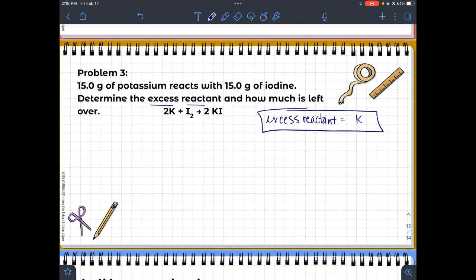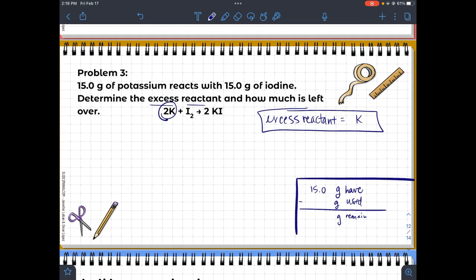Okay, so next up, how do we figure out how much of the excess reactant was actually used? Because to know how much is left over, I'm going to think about my final calculation here. I need to know how many grams of potassium that I have. Well, that's 15, minus how many grams of potassium got used, and that's going to tell me how many grams remain at the end. So how do I figure out how much potassium is actually used?